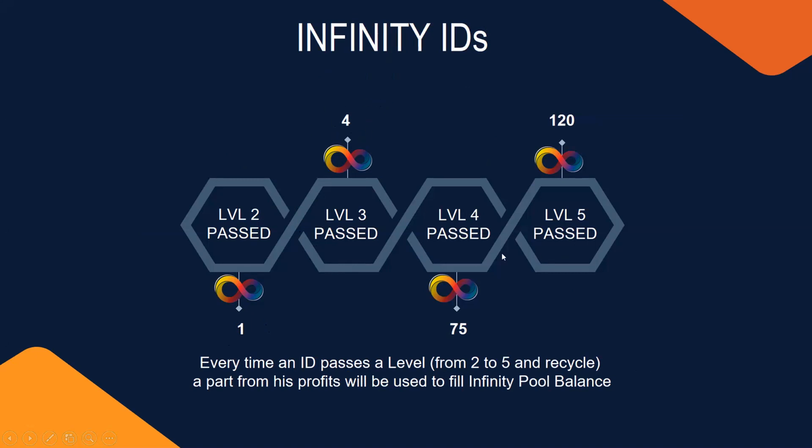Level 4, passing it to level 5, you'll be contributing 75, and from 5 back to 1, you're contributing 120. All this is happening except ID1. We will explain it soon. Every time an ID passes a level from 2 to 5 and recycles, a part of his profit will be used to fill up the Infinity Pool balance.